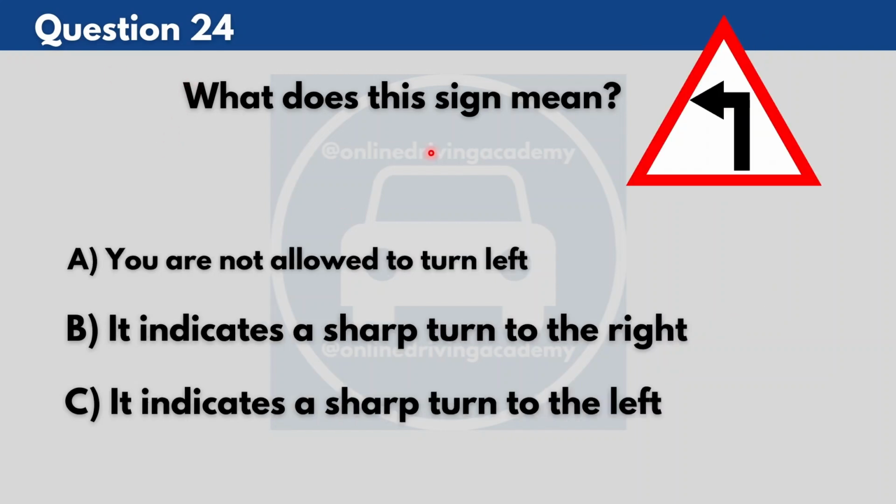Question 24. What does a sign mean? Is it option A, you are not allowed to turn left? Is it option B, it indicates a sharp turn to the right? Option C, it indicates a sharp turn to the left. Now, the correct answer will be option C.